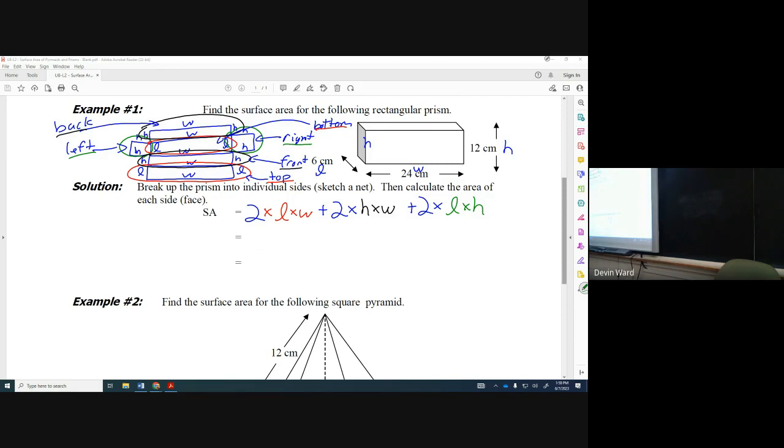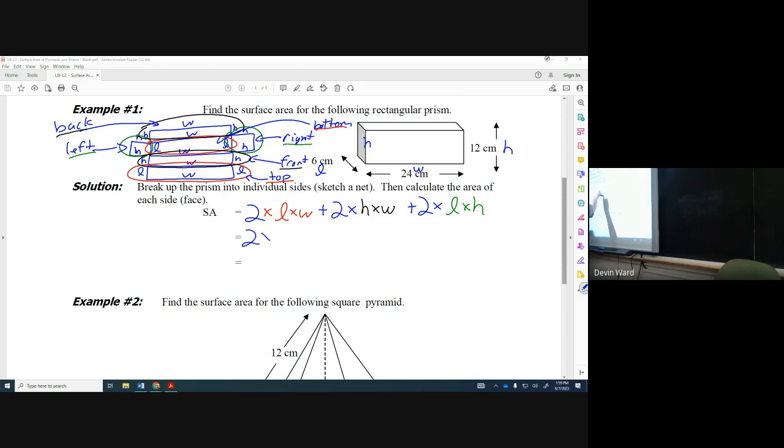Okay, so it's a little convoluted to visualize. I'll bring in a box tomorrow and we can kind of visualize it better. But what we get is 2 times length times width, 2 times height times width, 2 times length times height. We kind of unfold it and see what we get.